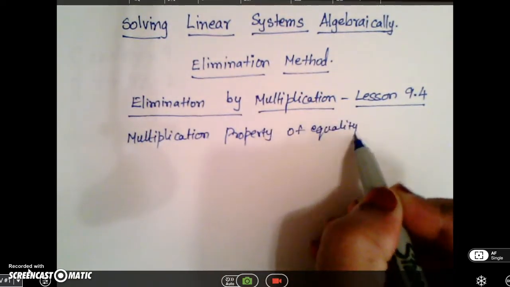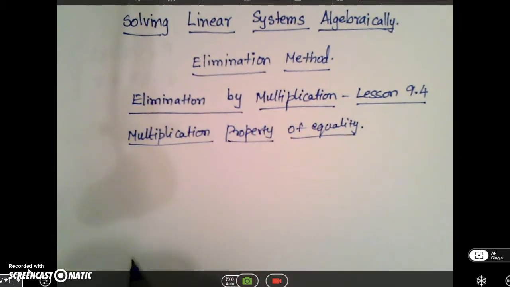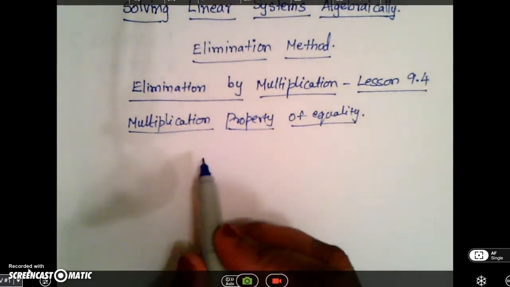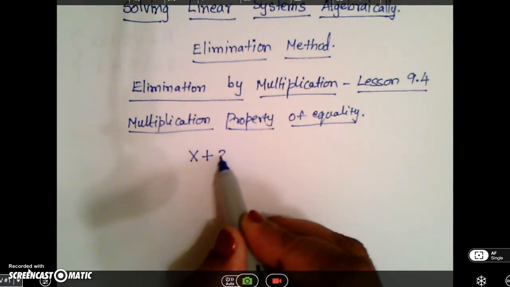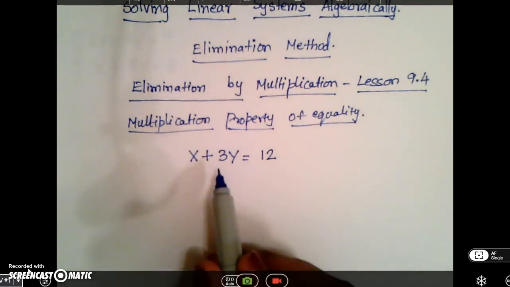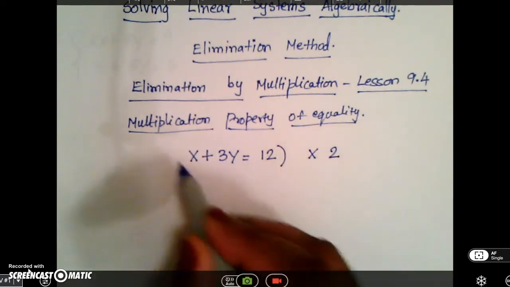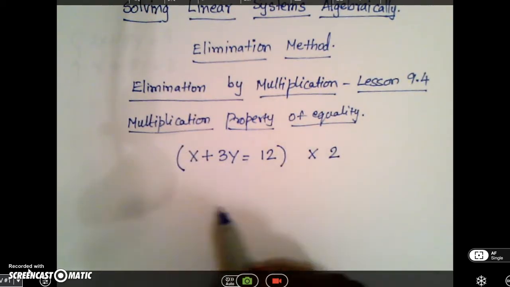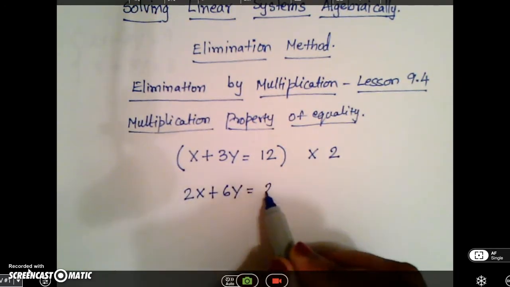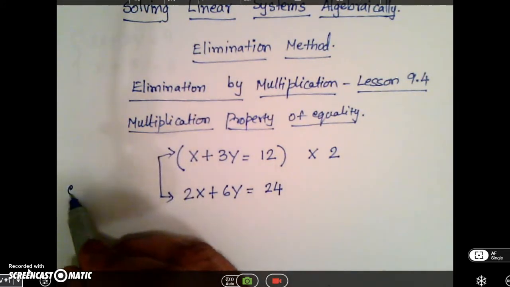So the multiplication property of equality states that if I multiply an equation on both sides by a number, it doesn't change the sense of my equation. Say for example, I have the equation x plus 3y is equal to 12. If I multiply this equation by a constant number 2, I'm multiplying the whole equation by 2, I get an equation 2x plus 6y is equal to 24. These two equations are equivalent to each other.